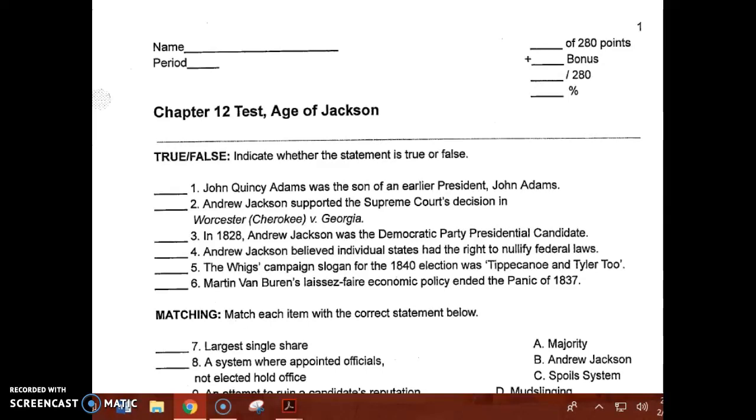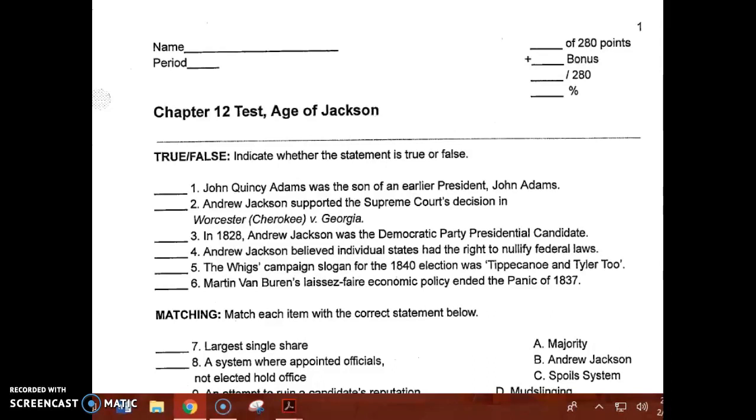Today you'll take the Chapter 12 test in Social Studies. Be sure to put your name and your class period at the top of the page. The first section is true and false. Write a T for true and an F for false. Or you could write the words true and false. That would be fine too.